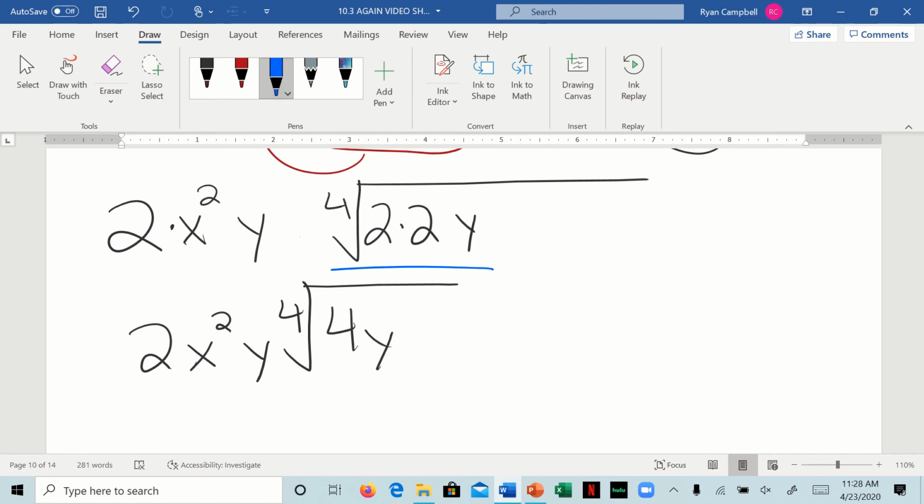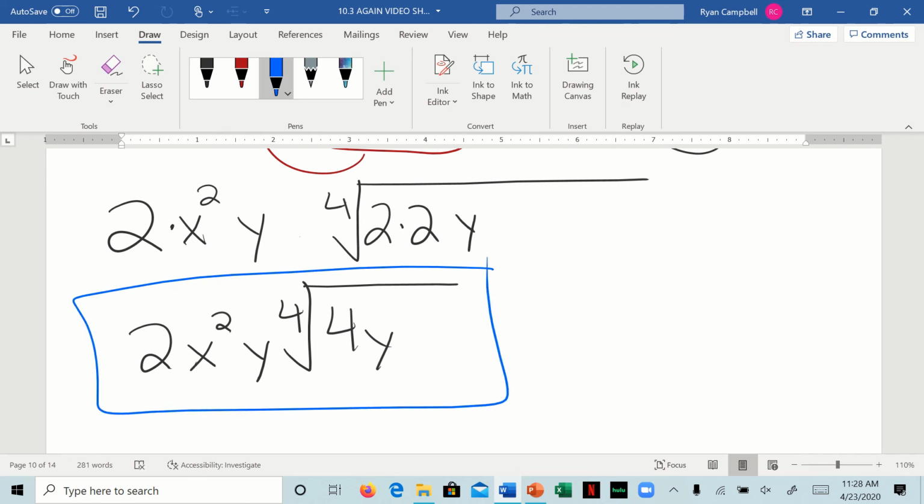Maybe we can do a different color. There we go. Emphasize it a little more. All right, that might have been a little confusing, so let's do another one.